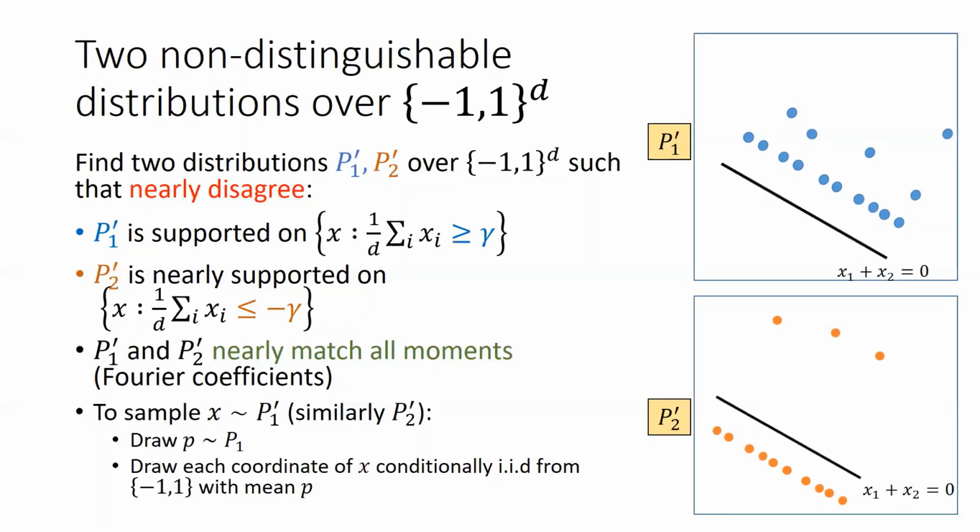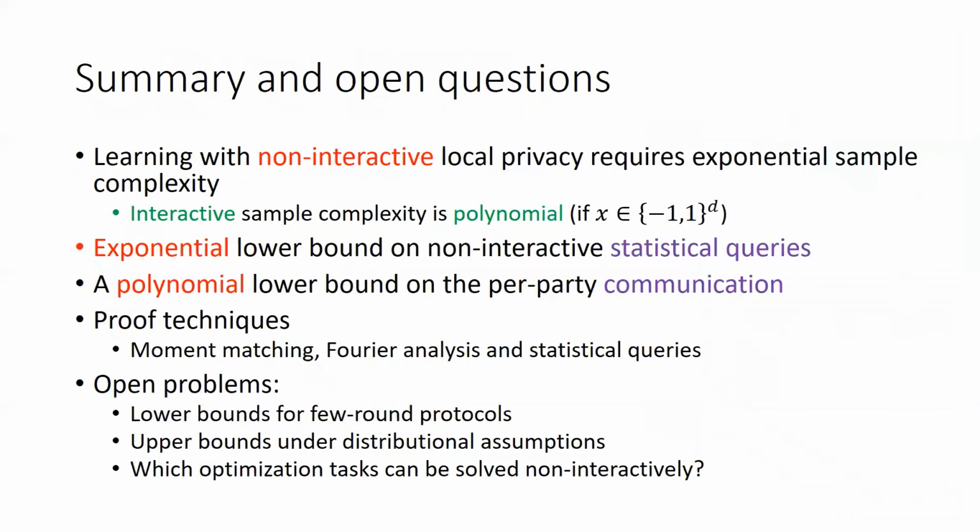So we successfully constructed two distributions over the hypercube, but our final goal is to construct distributions over pairs x,y, and this will be obtained by combining multiple copies of these hypercube distributions. And that's what I'm going to say about the proof. Now let's move to the summary.